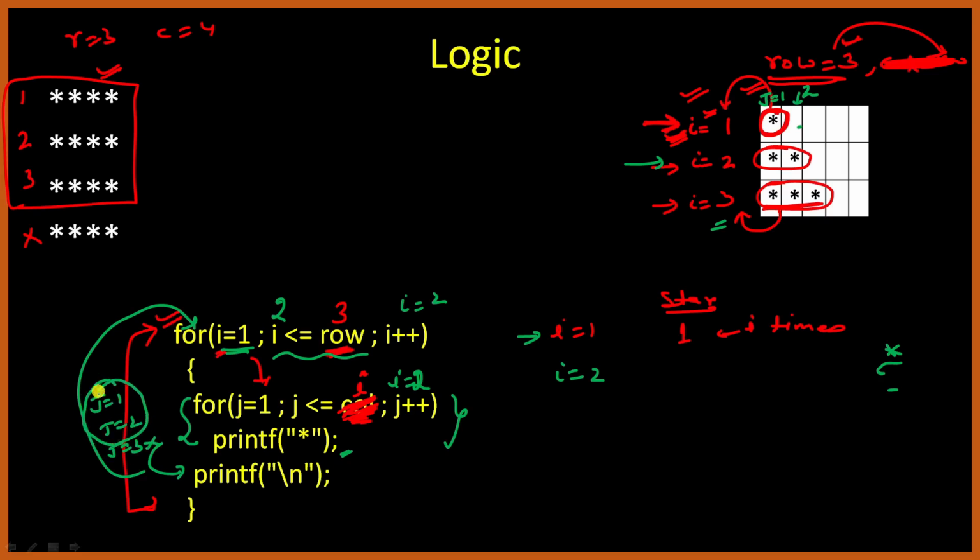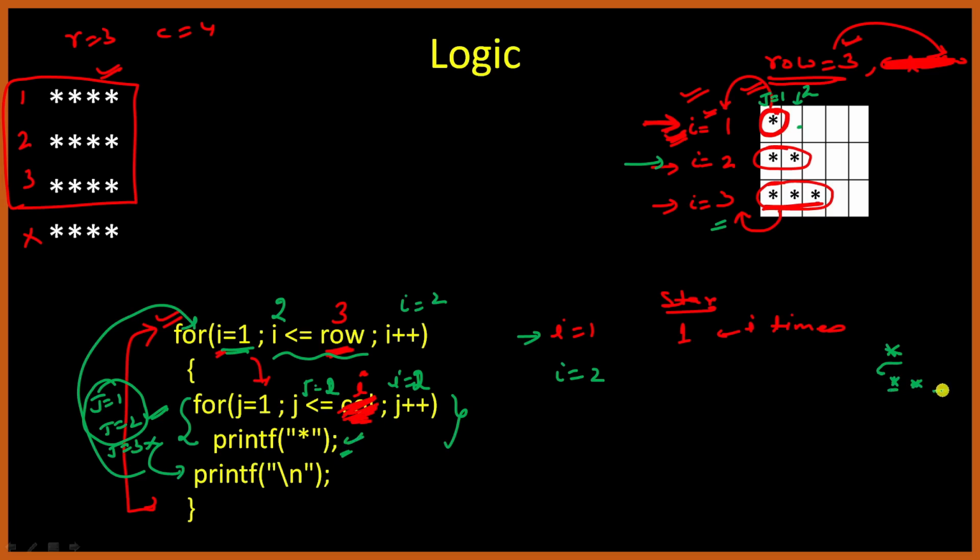So this loop will run 2 times. Simple. I think you can run this loop 2 times by yourself, right? For the first time when j is 1, is 1 less than 2? Yes. So this loop will print this star, right? Again it will go and j will be 2. Now 2 is less than or equal to 2? Yes. So this loop will again print star.